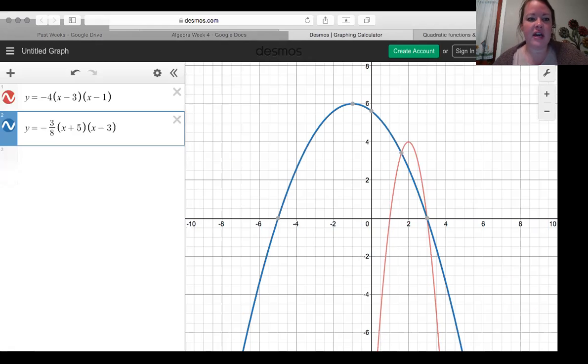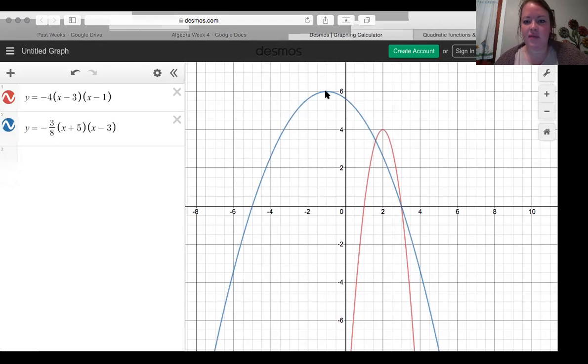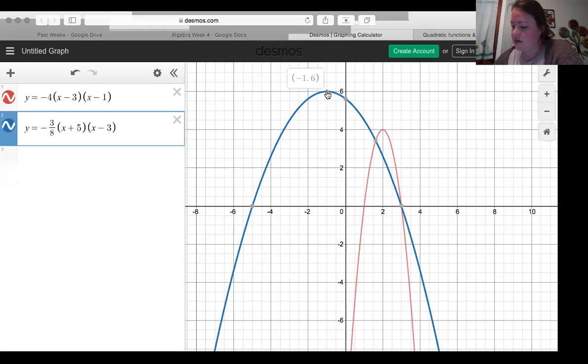Write down the vertex, which we can look here and identify the vertex too. The vertex should, oh, just kidding. This is not in vertex form. I got confused. But we can come up here. There's the vertex at -1, 6. So I'm going to write that down. The zeros, the two zeros, are where it crosses the x-axis. So at -5, 0, and at 3, 0.